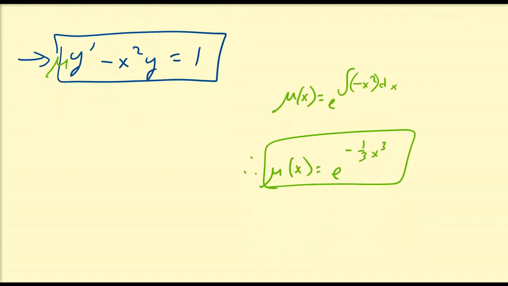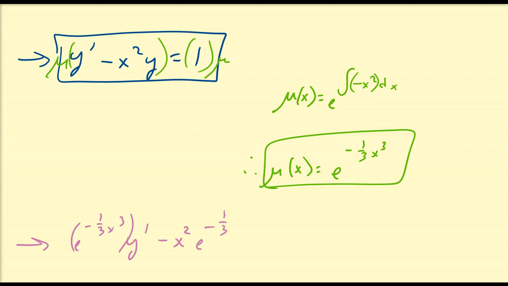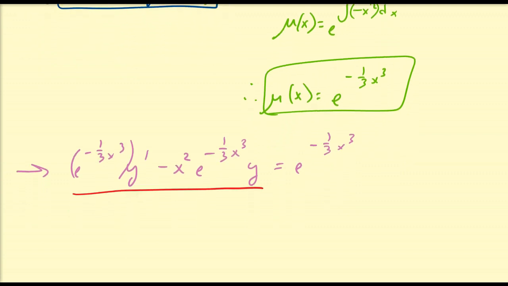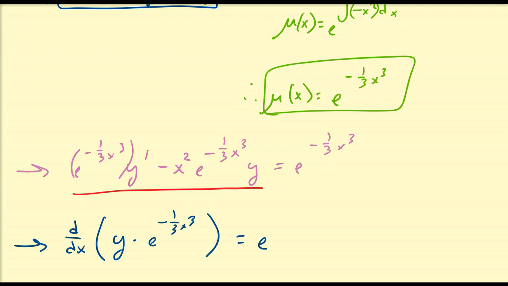So I'm going to multiply both sides of this equation by mu. When I do that, I get e to the minus 1/3 x cubed times y prime minus x squared e to the minus 1/3 x cubed times y is equal to e to the minus 1/3 x cubed times 1. Recognizing the left-hand side as a backwards product rule, we can see that this is the same as the derivative with respect to x of y times e to the minus 1/3 x cubed. And that's going to be equal to e to the minus 1/3 x cubed.